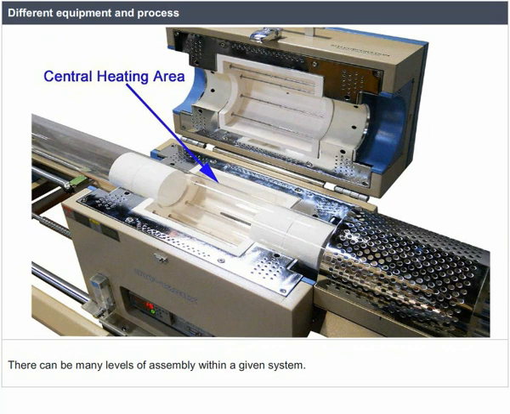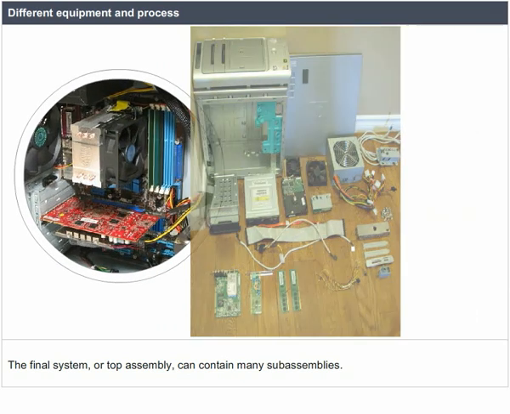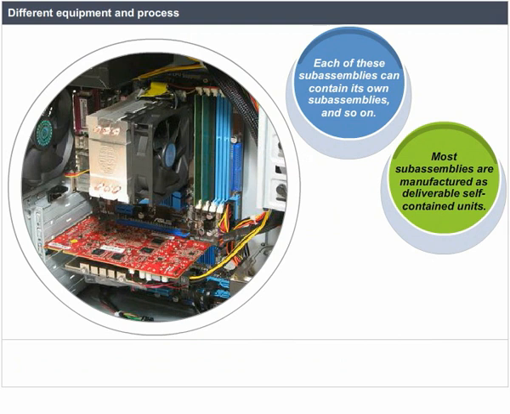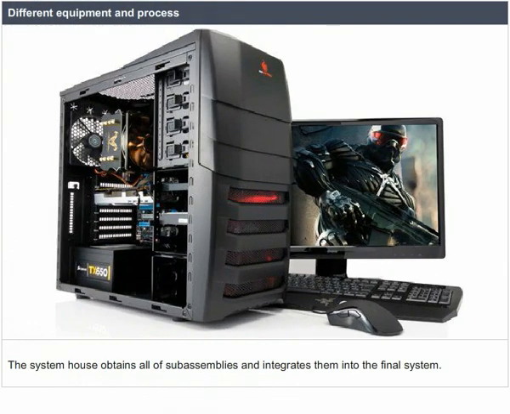There can be many levels of assembly within a given system. The final system or top assembly can contain many assemblies. Each of these sub-assemblies can contain its own sub-assemblies, and so on. Most sub-assemblies are manufactured as deliverable self-contained units. They are built at various facilities. The system house obtains all of the sub-assemblies and integrates them into the final system.